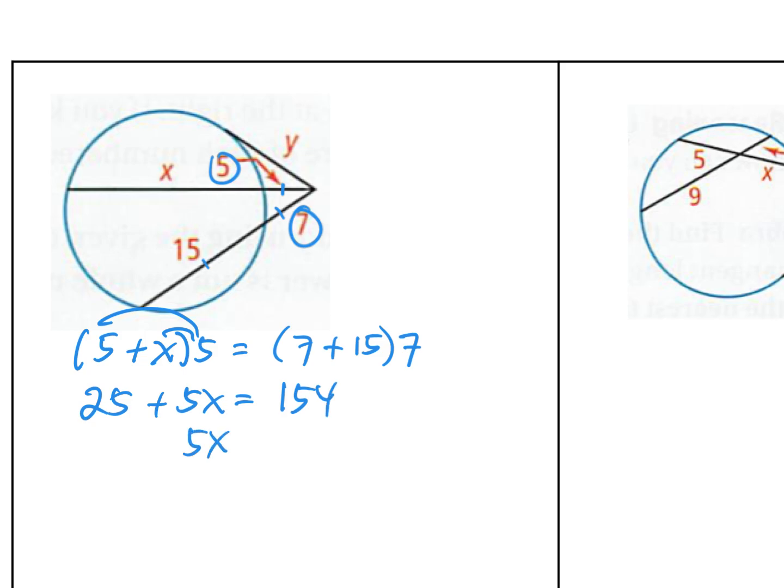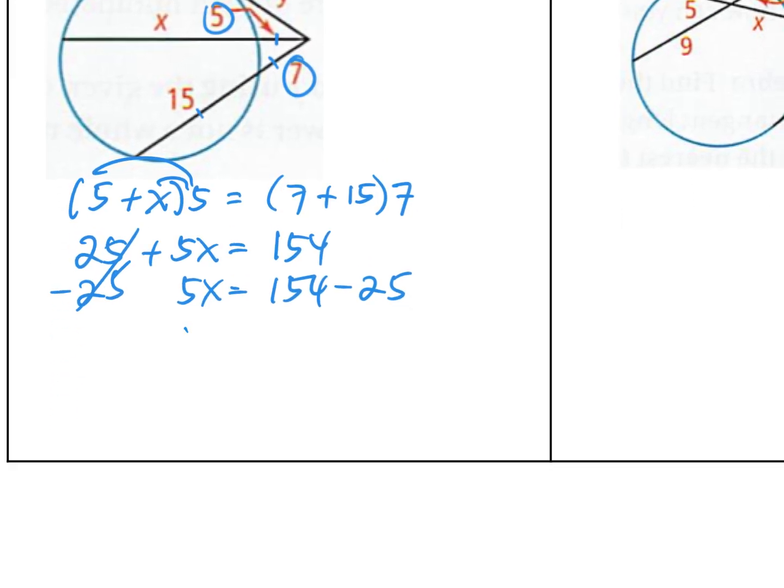So here 5x now is equal to 154 minus 25. Therefore, 5x is equal to 154 minus 25, which is gonna give you 129. And then we divide both sides by 5. Therefore, our x is going to be around 25.8.